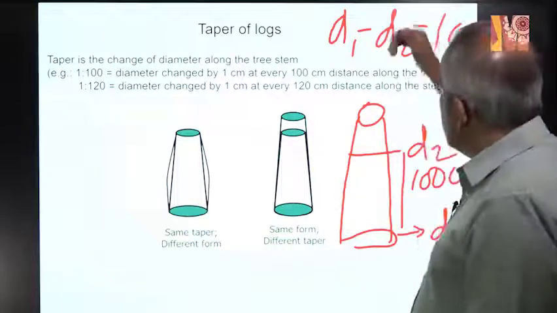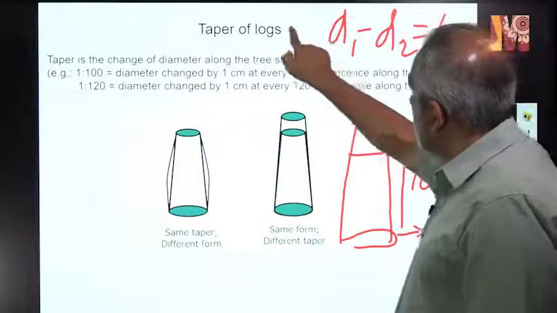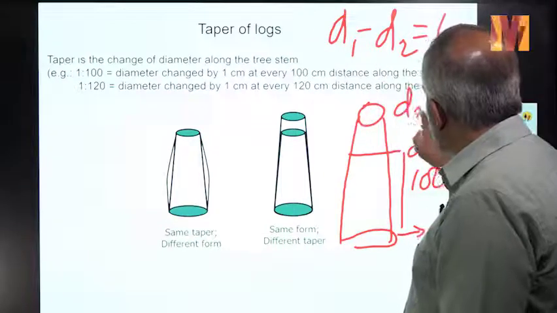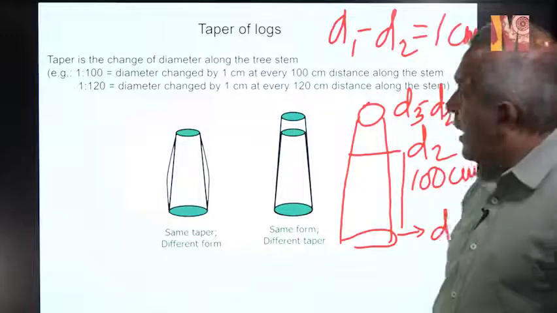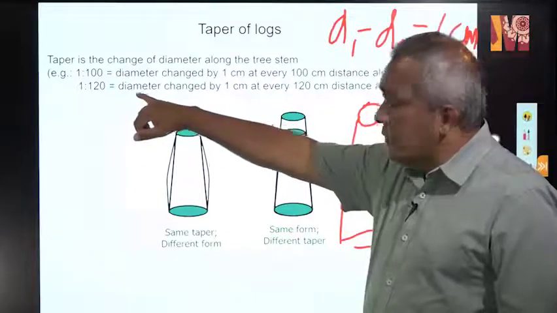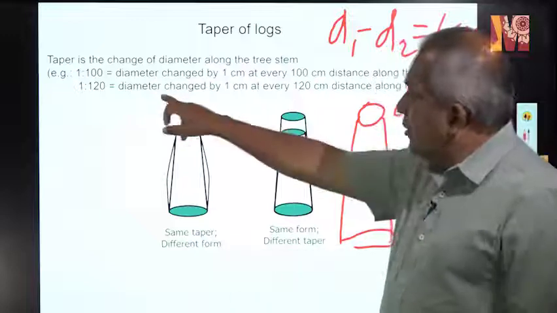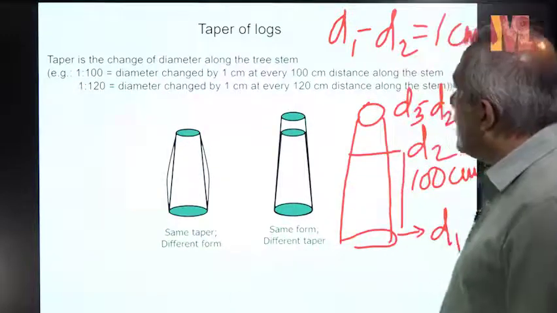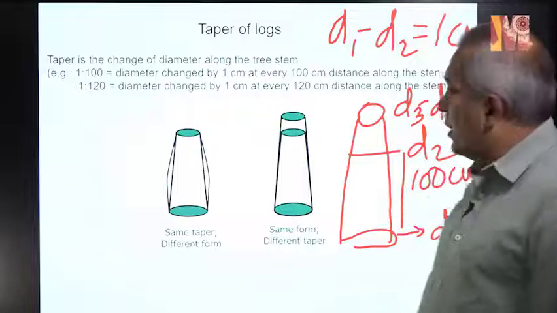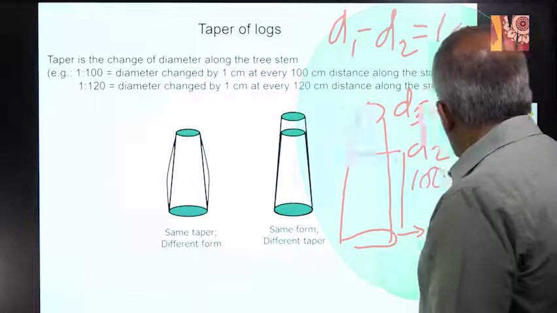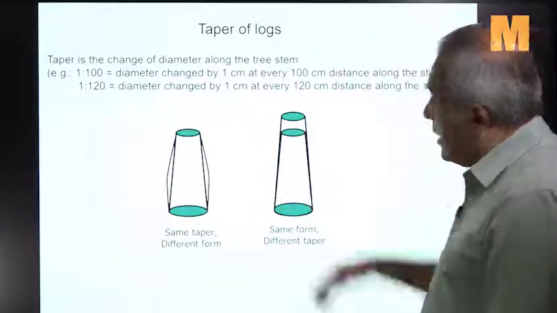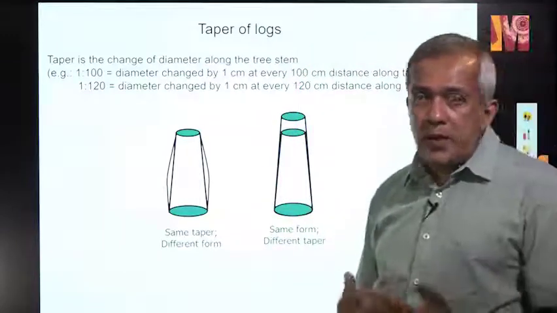After next 100 centimeter, D3 minus D2 again becomes 1. And if it is 1 into 120, which means diameter changed by 1 centimeter at every 120 centimeter distance along the stem. Now, if you look at these two examples, I told you form and the taper are linked with the tree shape.